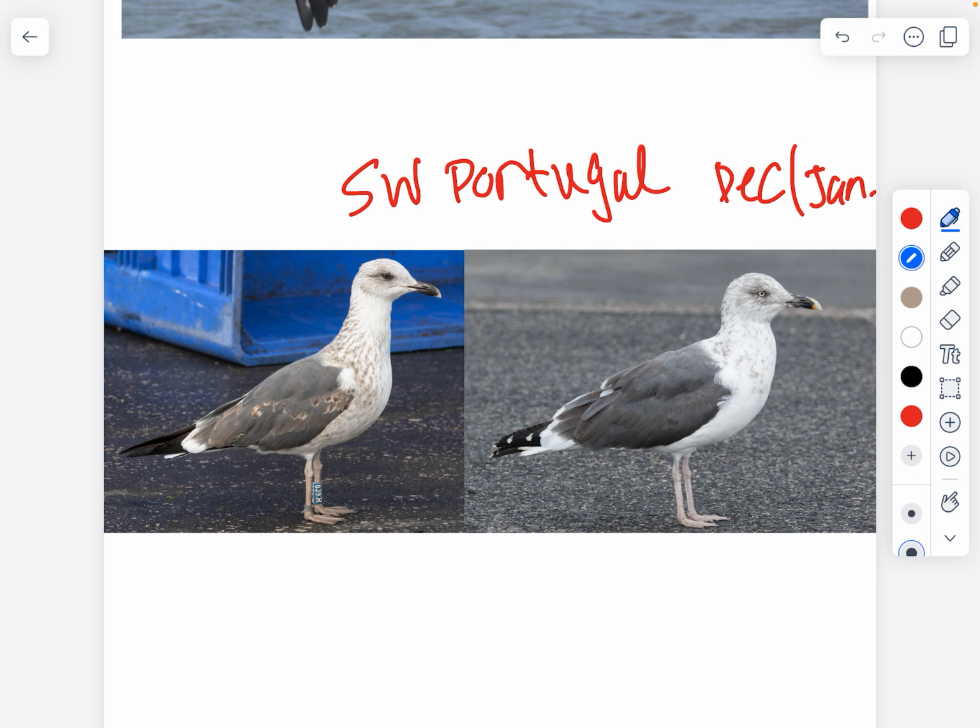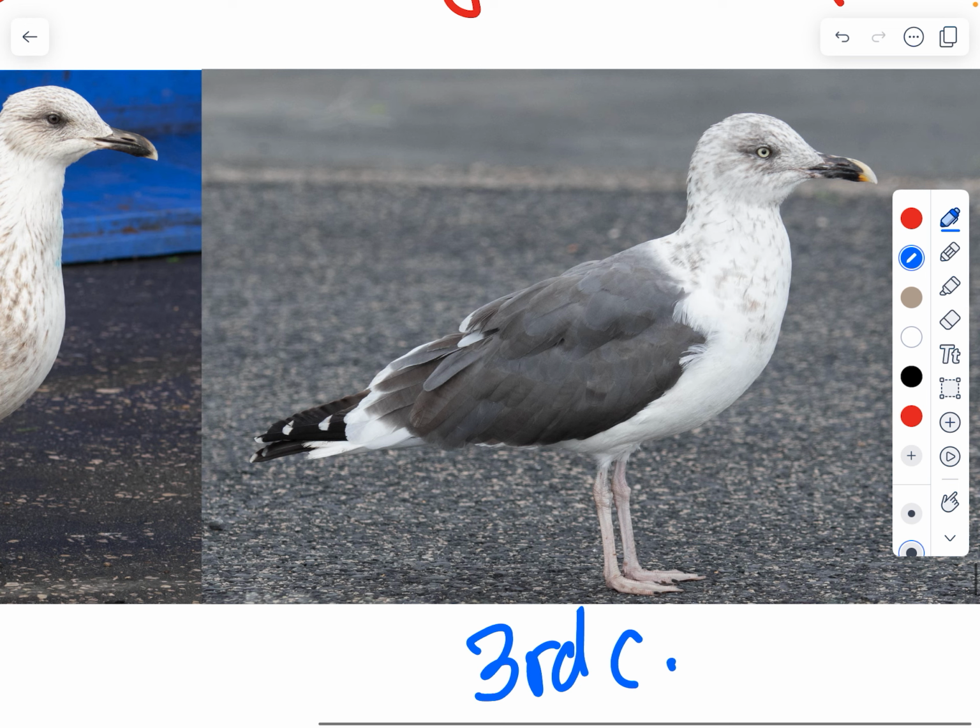Starting with the bird on the right, we do have a third cycle type. And some people might conclude this is an adult, mainly based on the solid dark upper parts here. But notice the bill pattern and the leg color. Certainly not yellow legs as we expect in these older lesser blackbacks.